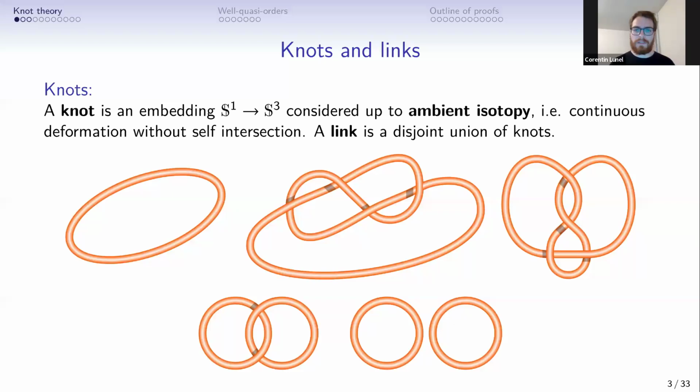And a link is a disjoint union of knots. Here is the simplest link you can get, which is two disjoint circles. And here is a more complex link, called the Hopf link. This is two circles that are interlaced.